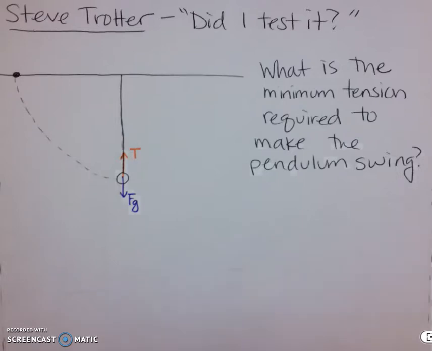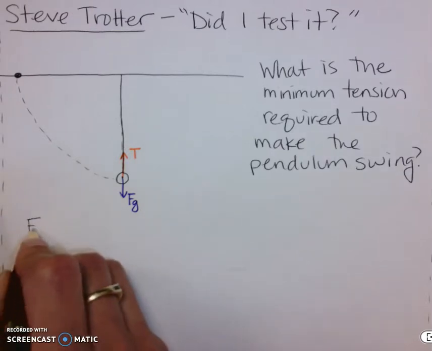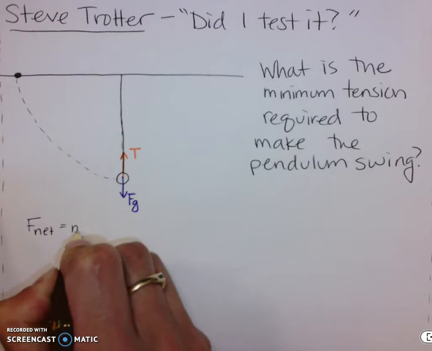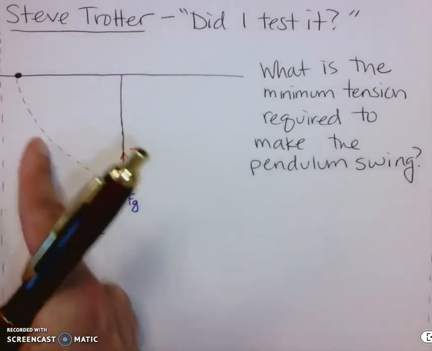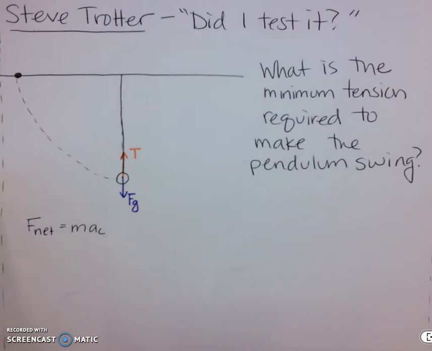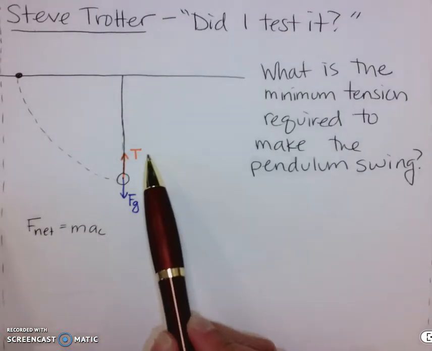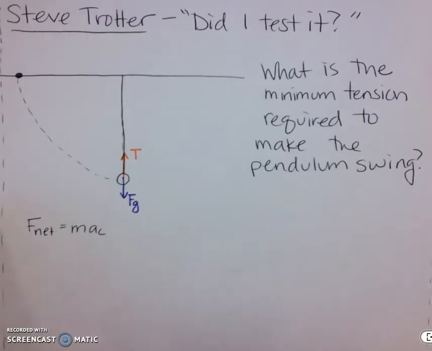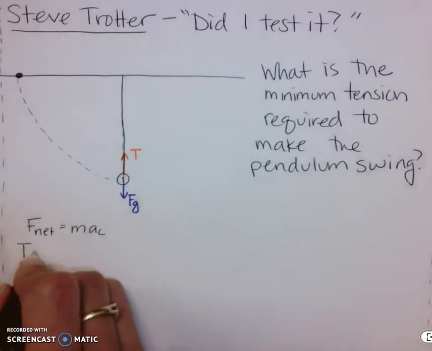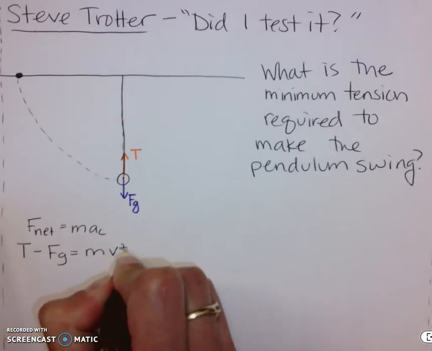Okay? And I know that at this point, my net force equation, F net, equals mac, because a pendulum motion mimics the motion of a circle. So I'm moving with a centripetal acceleration. And I know that my F net is my helping force, tension, because it points inward, minus gravity, which points outward. So this is going to be tension minus Fg equals mv squared over r.